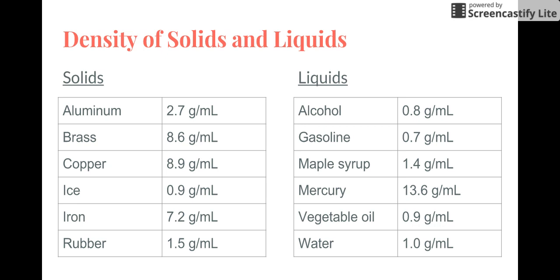Generally speaking, most materials are relatively close to 1. Some of your heavier metals are obviously a little higher, closer to maybe 10. And some of your lighter things, styrofoam is about 0.1 grams per milliliter, just as an example.